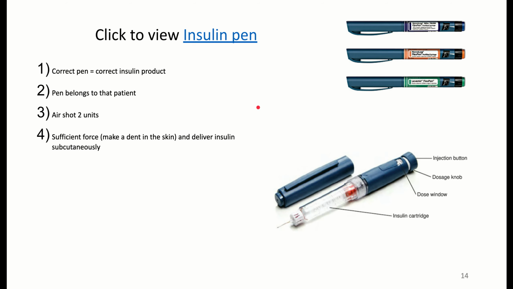So, what are some of the principles? First, you need to make sure that you have the correct insulin. The insulin pens look confusingly similar, but these products are different. Like this one is a Novolog, this one is a Levemir, and this one is a mix. So first, you need to make sure that you have the correct insulin.